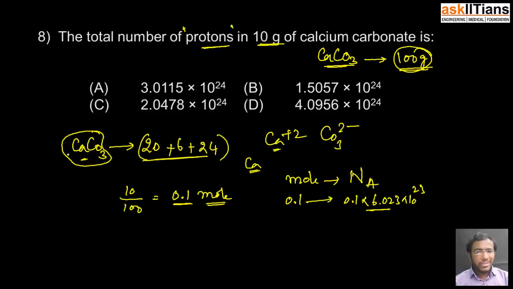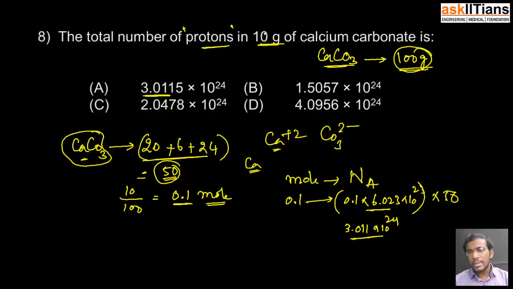So this is the number of CaCO3 units present in 10 grams. And we know that one CaCO3 unit contains 26 plus 24, that is 50 protons. So how many protons are there in these many CaCO3 units? You just have to multiply it with 50, and you will get your answer. So 50 into 0.1 is 5. So 5 into 6.023, you will get 3.011 into 10 power 24. That is, yeah, this one, 3.0115 into 10 power 24. So these many protons are present in 10 grams of calcium carbonate. So A is going to be the correct option.